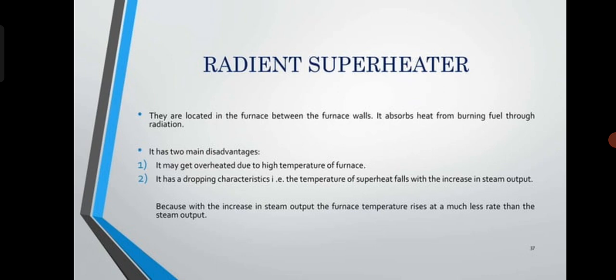Radiant superheaters are located in the furnace between the furnace walls. They absorb the heat from the burning fuel through radiation. They have two main disadvantages. They may get overheated due to the high temperature of the furnace. They have a drooping characteristic: the temperature of steam falls with increasing steam output, because with increase of steam output, the variance of temperature rises less than the steam output.